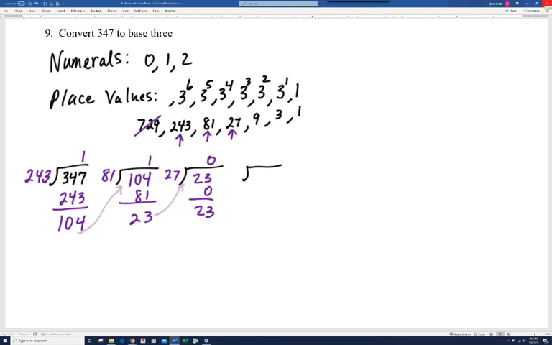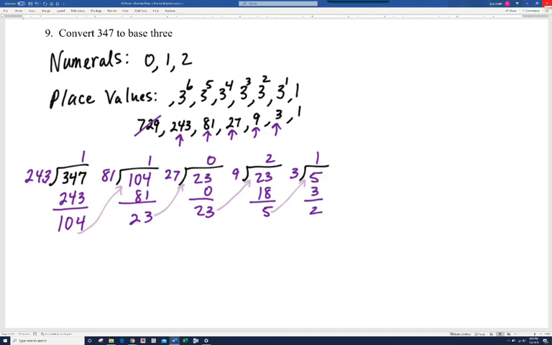And so now I'll move 23 up, and I'll divide by the next positional value, which is 9. Well, 9 goes into 23 2 times, and 2 times 9 is 18. When you subtract, you're going to get 5. And now we'll move 5 up to be our next dividend, and we'll divide by our next positional value, which is 3. 3 goes into 5, or not 2, how about 1? 1 times 3 is 3. When we subtract, we get 2.